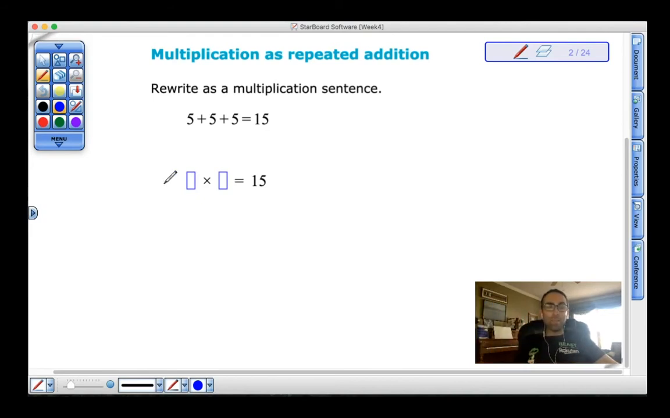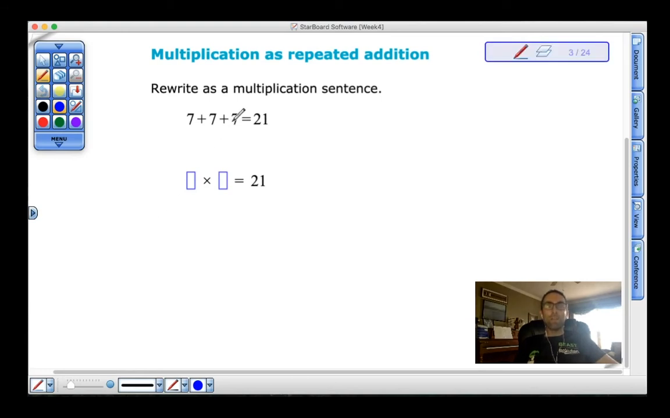Next example, we have 5 plus 5 plus 5. So I'm going to rewrite this here. Since I have a 5 as my first number, I'm going to write that down as 5. And then I have 1, 2, 3 of them. So I'm going to make this a 5 times 3 is equal to 15. Simple as that. So now it's time for you to try one on your own. So here's the one you're going to be trying, so why don't you try that now?